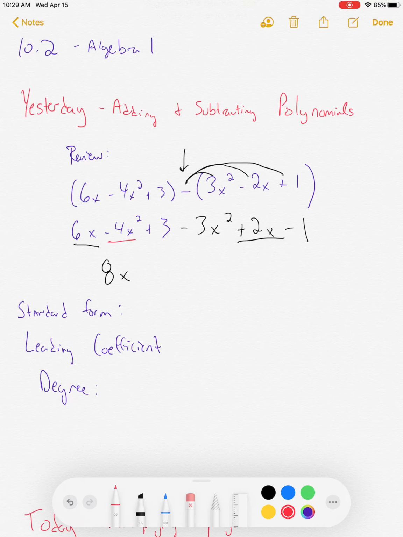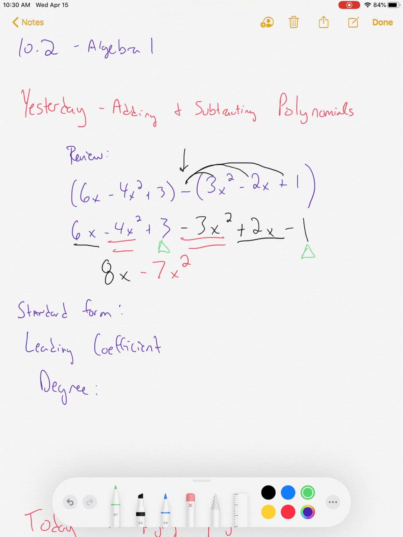Okay, 8x. Next up, we have negative 4x squared minus 3x squared. Again, those are like terms because it's the same variable, same letter. The variable is x, the letter is x. Same degree, the exponent is 2. They are both x squareds. So negative 4x squared minus 3x squared. Negative 4 minus 3, we should get negative 7x squared.